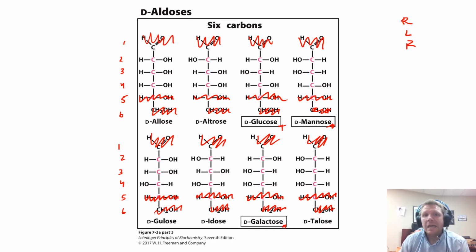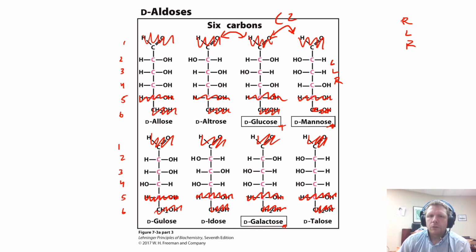Then I can say, okay, if I see anything like that, for instance, the sugar right next to it, D-mannose. Does mannose have a structural relationship with D-glucose? Well, what does mannose have? This would be LLR. My hydroxide groups are on the left, left, right. So this would be a C2 epimer.